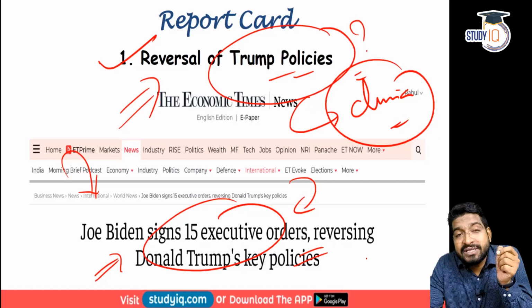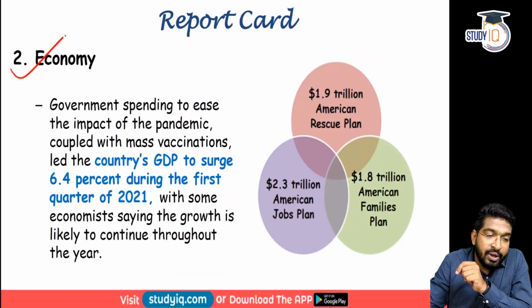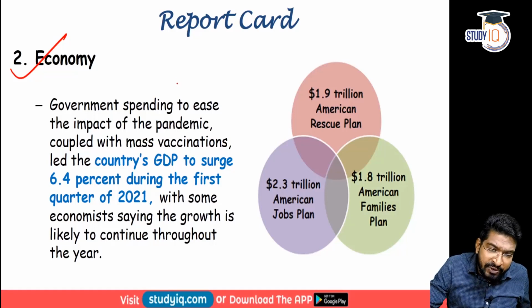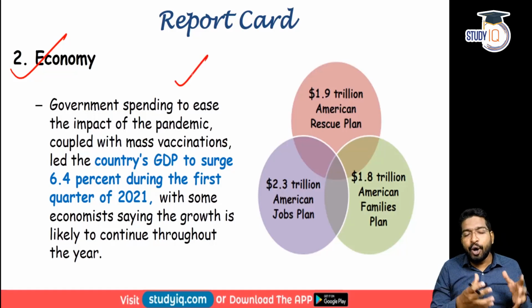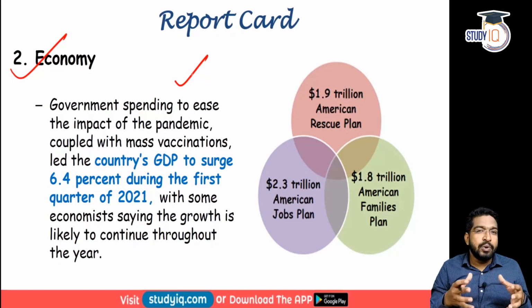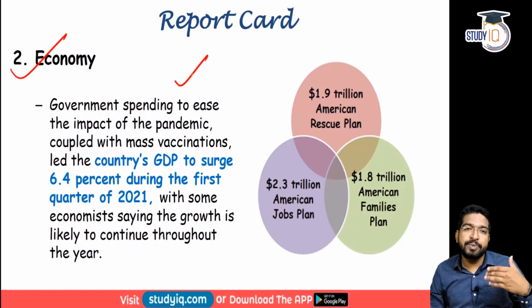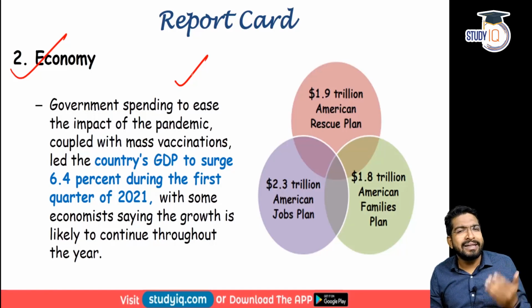Apart from that, on the second front, on the economy front, many promises were made by Joe Biden, and here Joe Biden is performing pretty decently. We all know that in the beginning of this year, 2021, in January, US economy was ravaged by the COVID-19 pandemic. There was economic slowdown. GDP numbers were in negative.